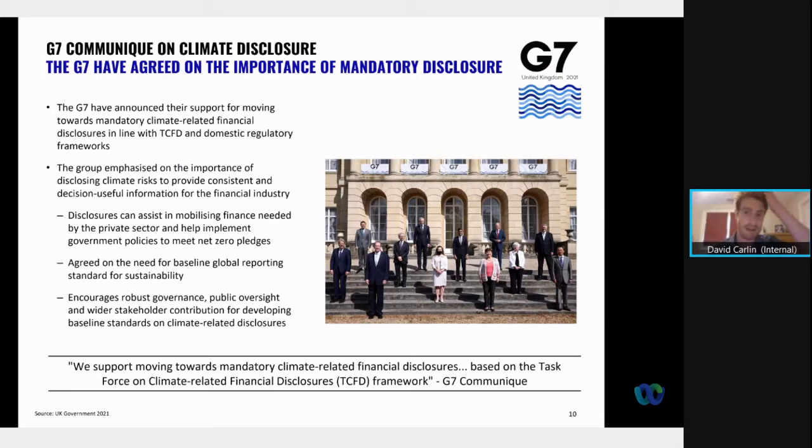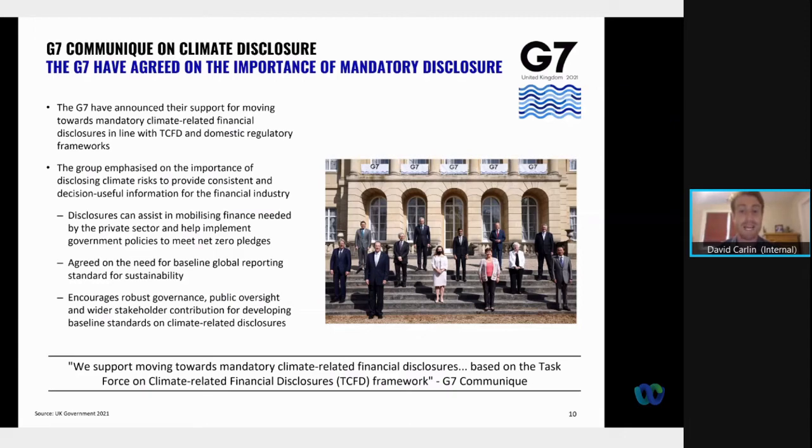So the G7, the group of 7 of the advanced democracies, largely in North America and Western Europe, plus Japan, got together for their summit in the UK earlier this month, and discussed the movement on climate action and the recognition that climate action needs to occur. And you can see in the agreed upon language from the outputs of that meeting that they support moving toward mandatory climate-related financial disclosures based on the Task Force on Climate-related Financial Disclosures.